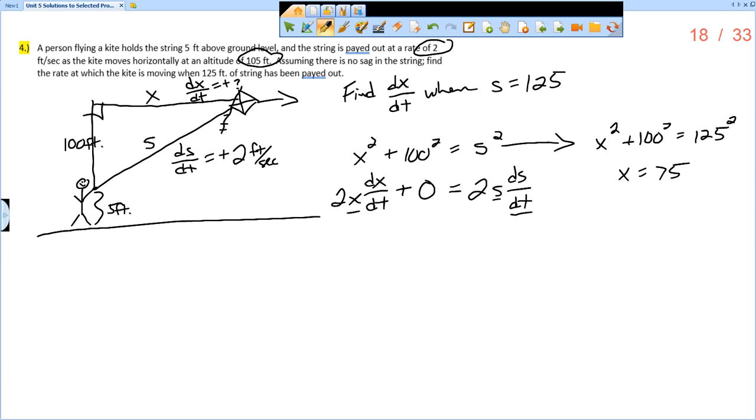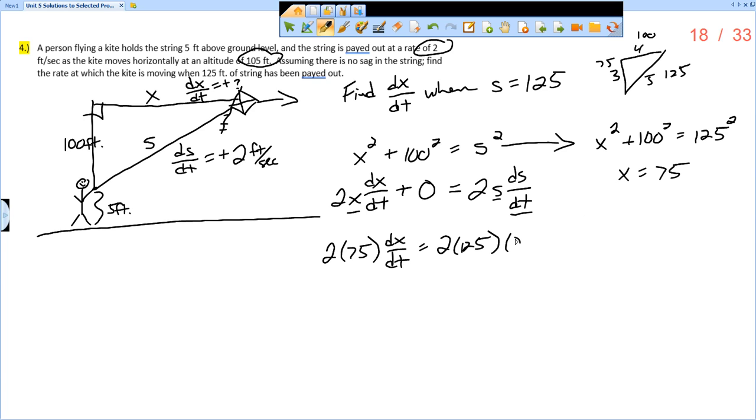How do I know off the top of my head? Well, this would be a 3, 4, 5 triangle, because if you have a 3, 4, 5 and you multiply everything by 25, you would get 75, 100, and 125. Excuse me. All right, so x is 75. Now I'm going to plug in the values that I know. So 75 dx/dt, which is what we want to know, equals 2 times s. s was 125, and then ds/dt is 2.